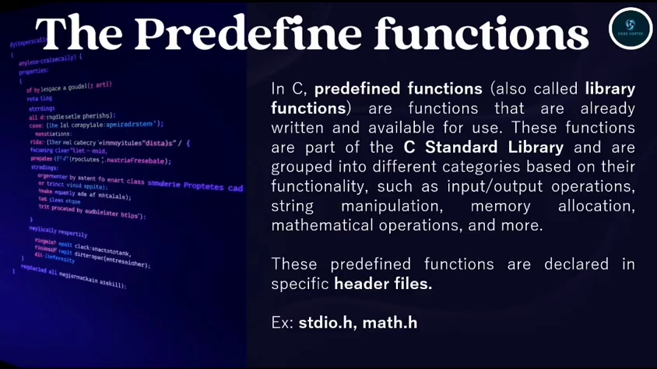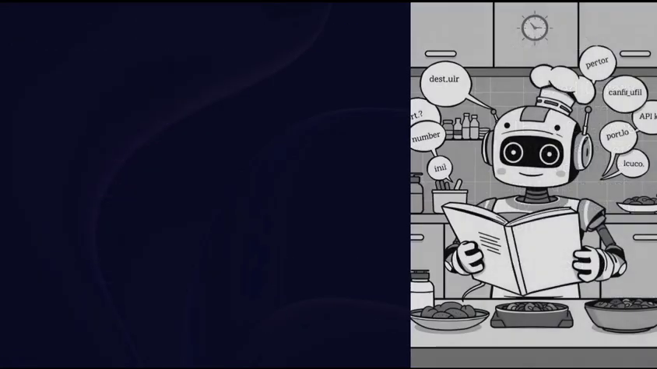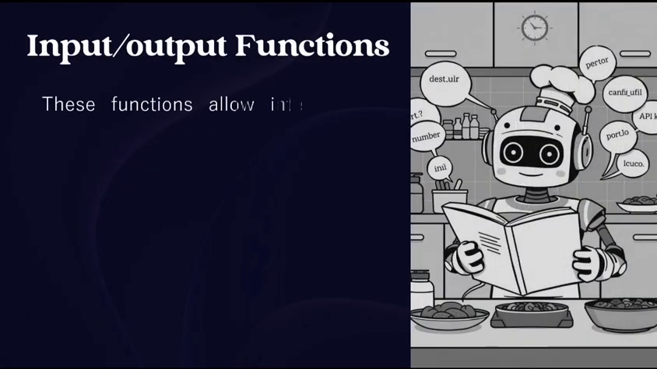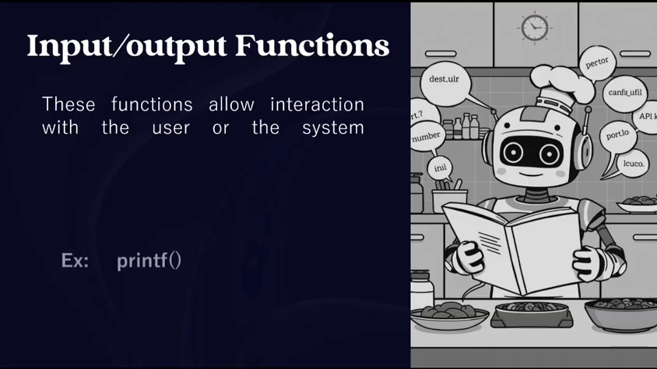Let's talk about input-output functions in C. These functions allow interaction with the user or the system. If we want to print an output to the screen, we can use the printf function. If we want to read input from the user, we can use the scanf function.